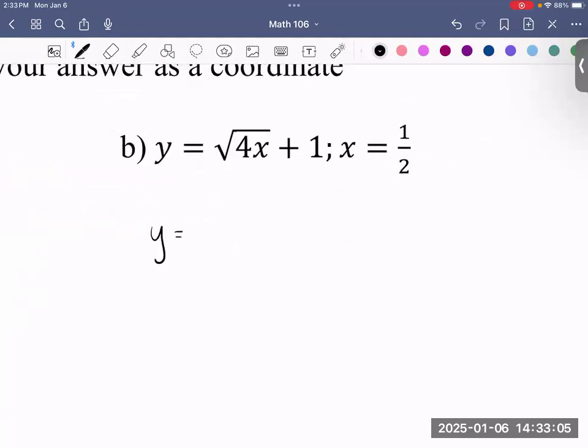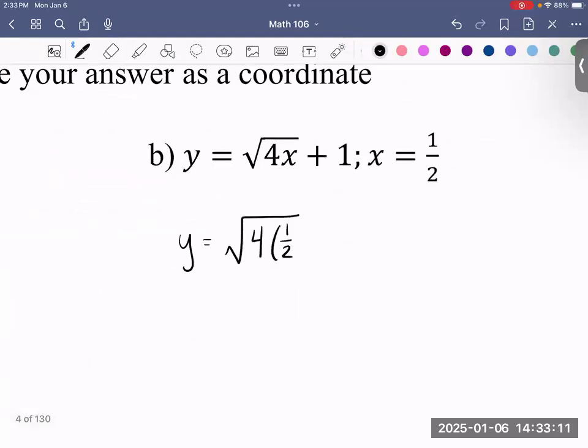So y is equal to the square root of 4 and 1/2 plus 1. So this is, if you wanted, we're multiplying 4 times 1/2. 4, your denominator can just be a 1, so you can multiply straight across if you'd like. 4 divided by 2. So the square root of 2 plus 1.